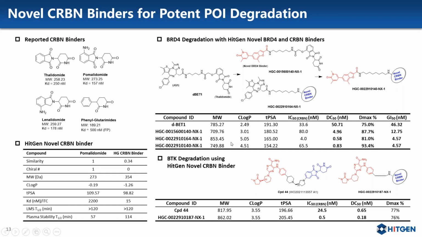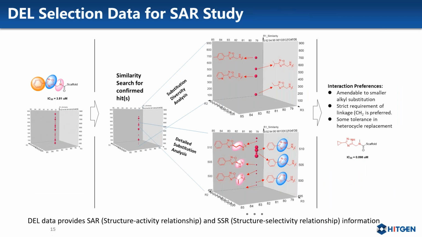The value of DEL technology is far more than identifying DEL hits only. DEL is constructed by combinatorial chemistries. In principle, a series of compounds called compound clusters are enriched in the selections. Therefore, the post-selection data is very important for medicinal chemists to analyze structure activity relationship and structure selectivity relationship, and for downstream hit optimization and lead optimization.